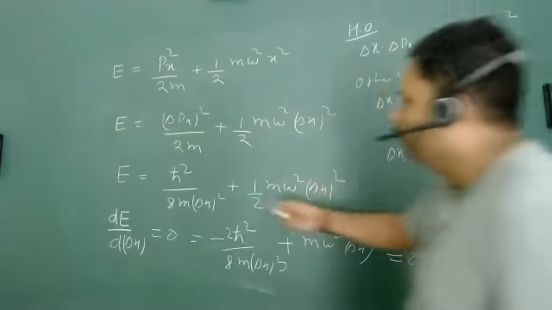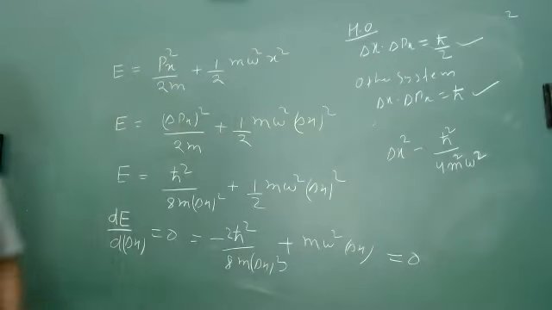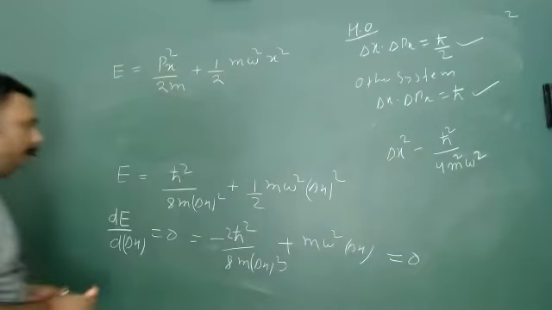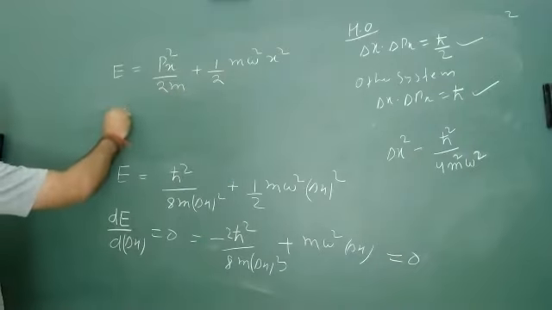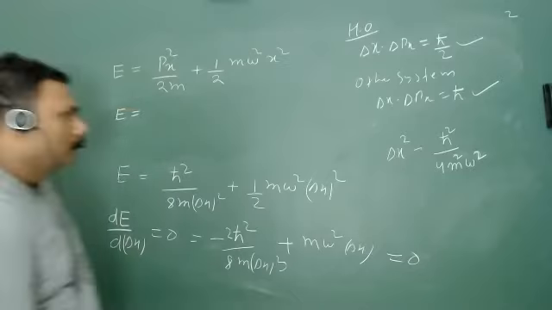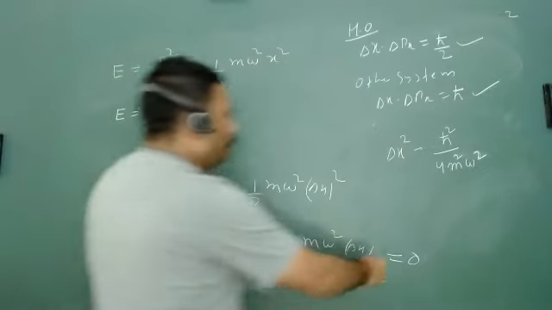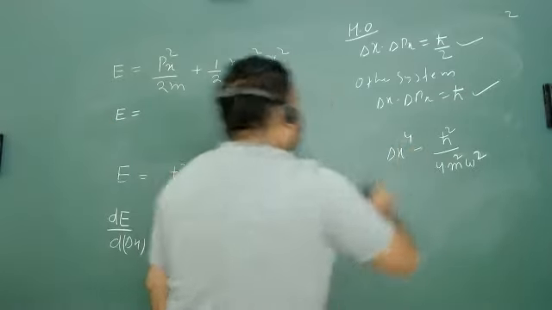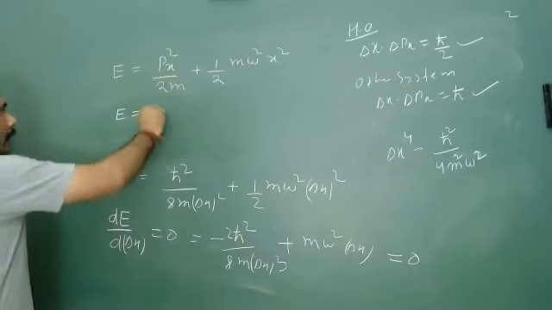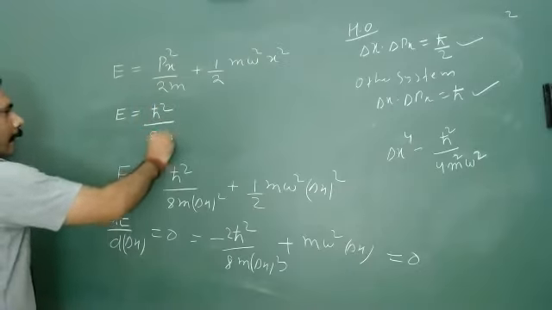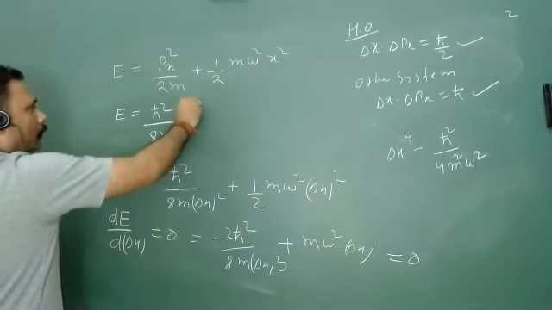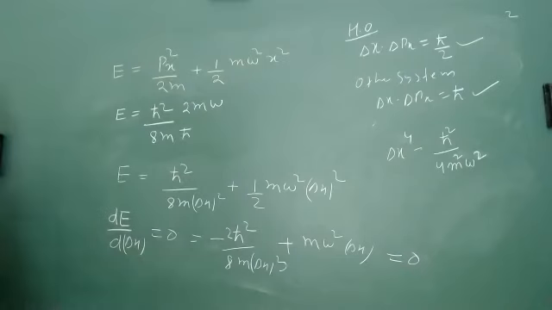Yes. So now we can put the value of E here. When we put the value of E, this will be the value for delta x to the power 4. Yes. So we put the value of delta x square here. So this will be h cut square upon 8m, and this will be h cut upon 2m omega, squared.